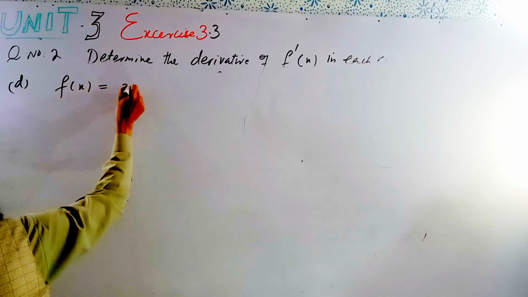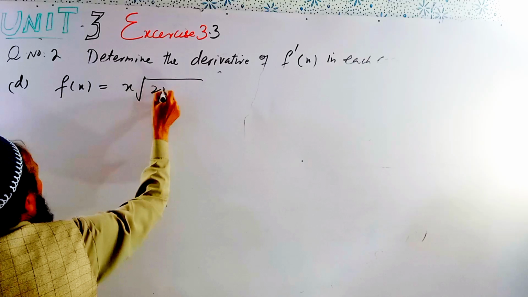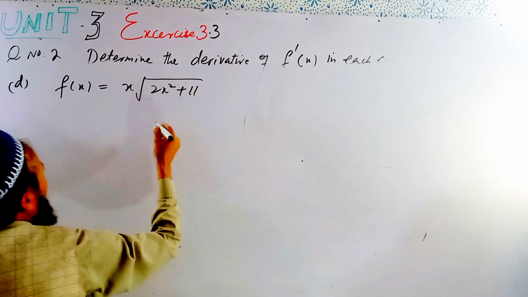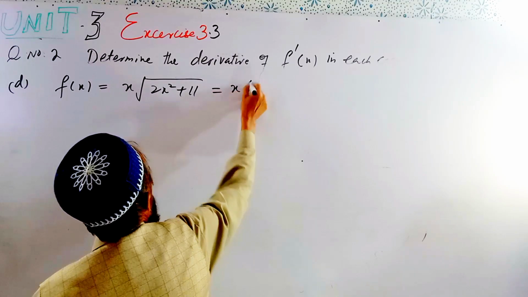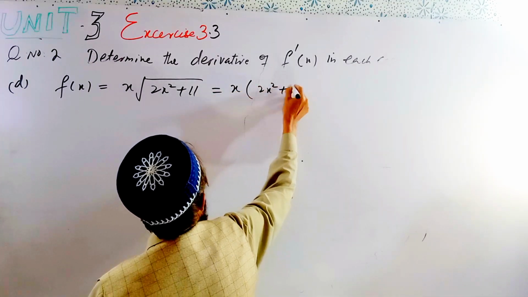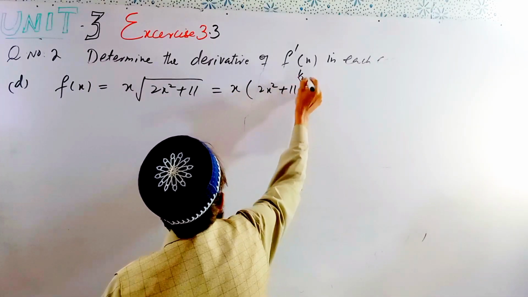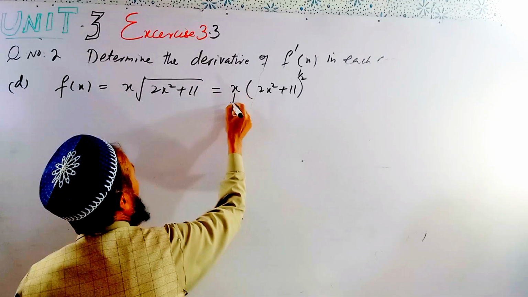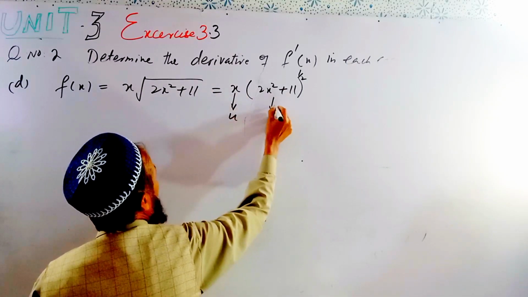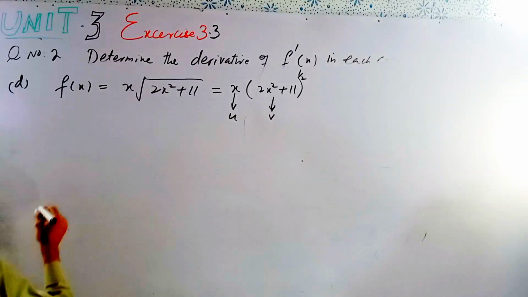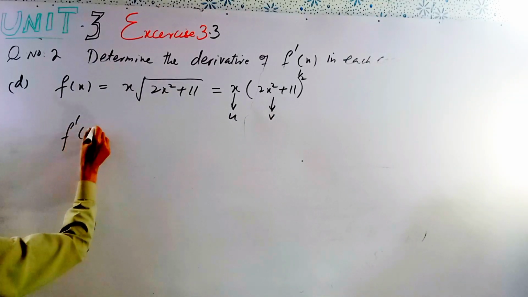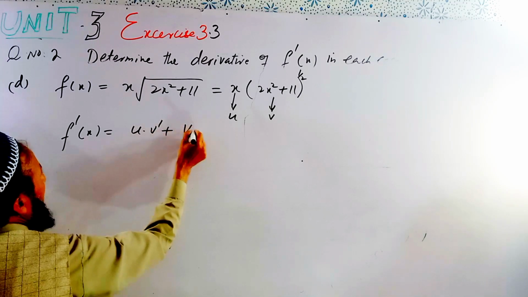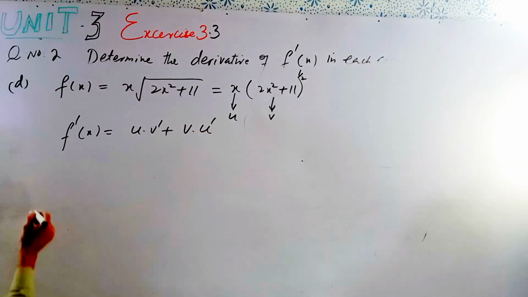f(x) is equal to x √(2x² + 11). So first of all, we write this term √(2x² + 11), we can write as (2x² + 11) power 1/2. Now here we are using the product rule again. We consider this is u and this term is v. Now to find f'(x), we use the formula u v' + v u'.